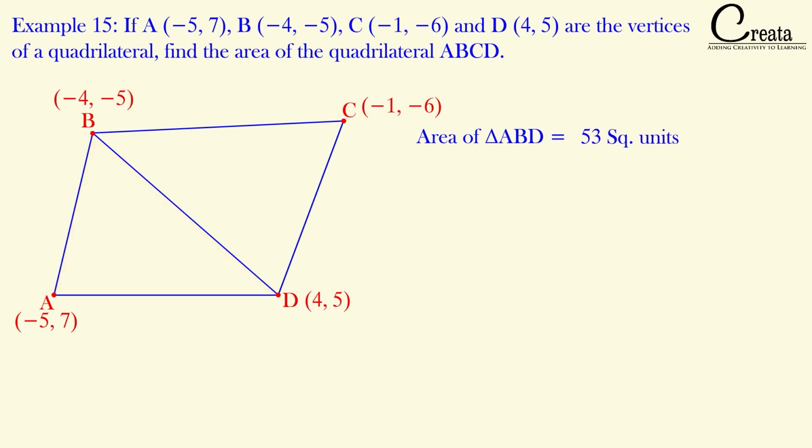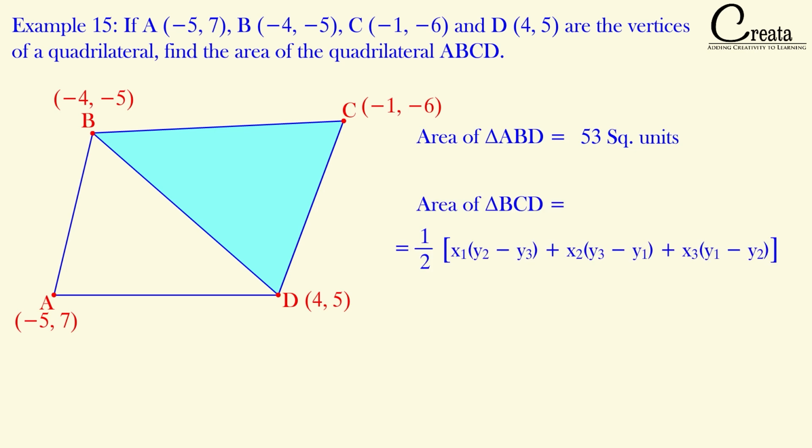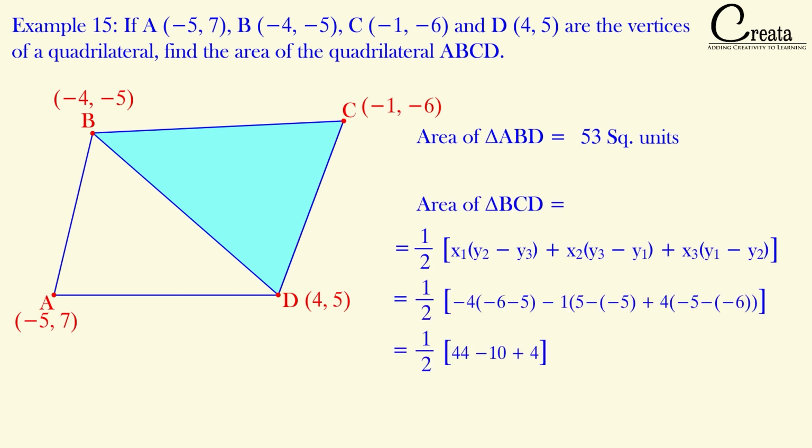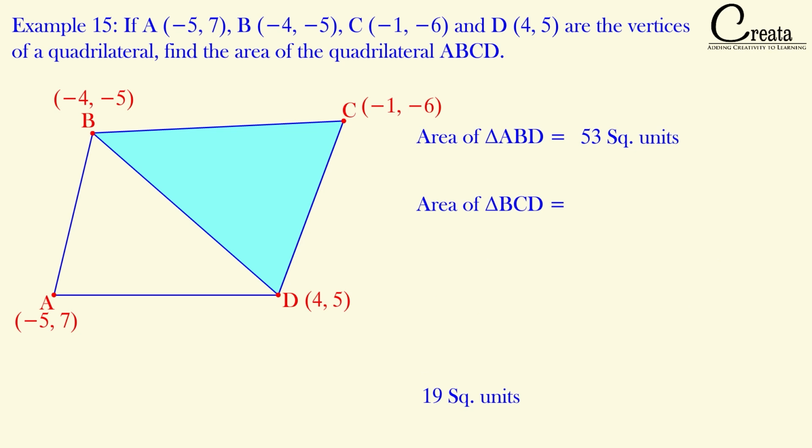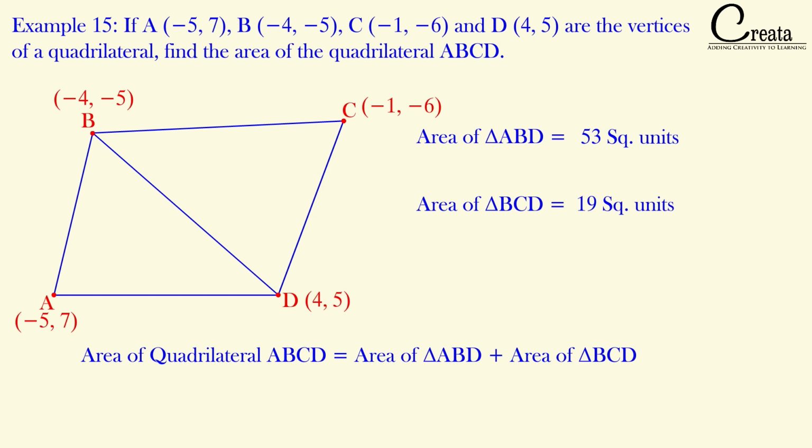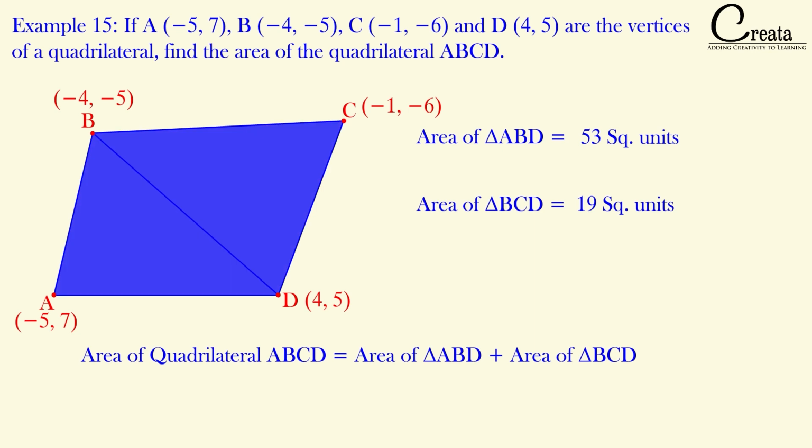Similarly, for the triangle BCD, let's put all the values. We got area of this triangle BCD as 19 square units. Let's add area of both of this triangle to get our area of the quadrilateral, which will be equal to 53 plus 19, that is 72 square units. That is, we got our answer of the area of the quadrilateral ABCD.